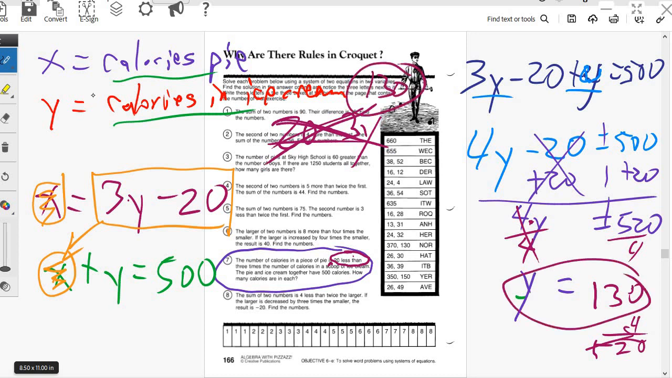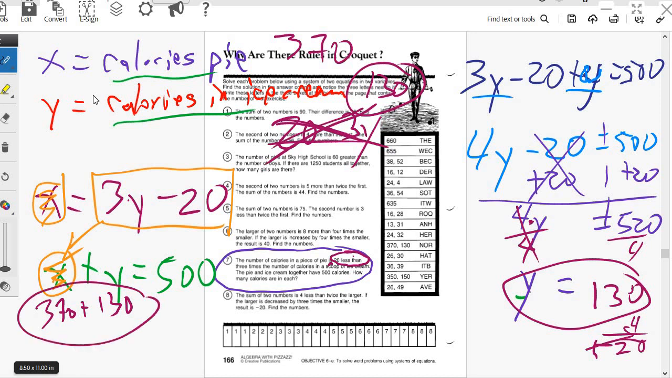And then the number of calories in pie, right? I know if this is 130 in ice cream, the others in pie will be 370, right? Because I know 370 plus 130 is equal to 500. Okay, so those are the number of calories. And here we go, 370 and 130. So for number 7, I'm going to put NOR.